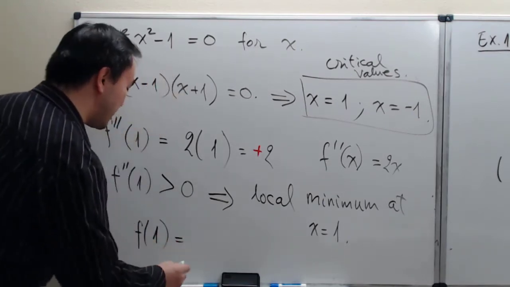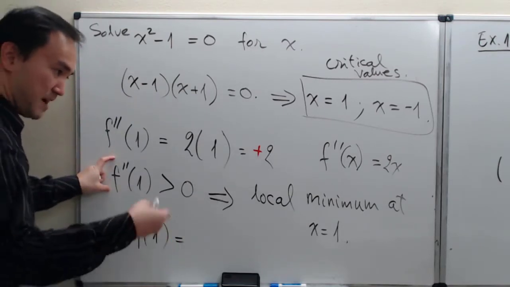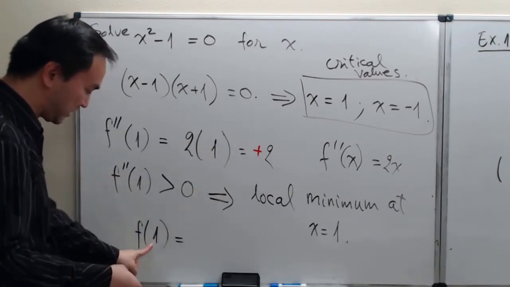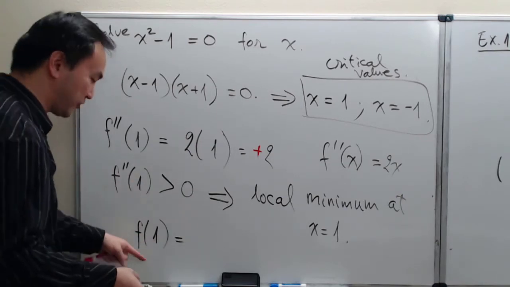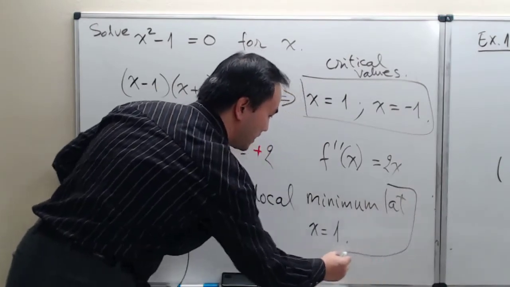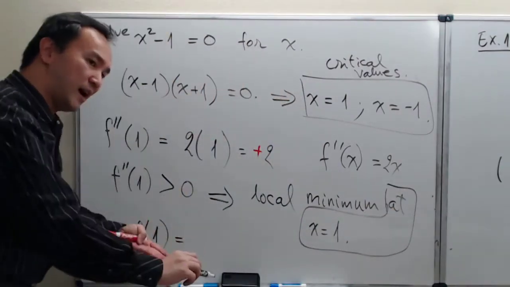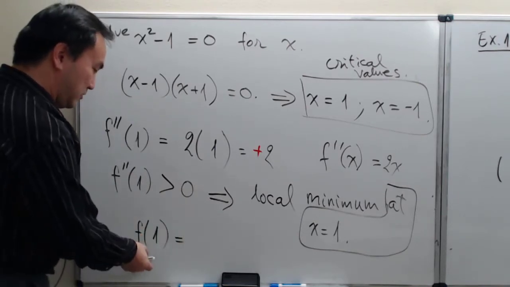And we're going to calculate, and that gives me, so this is only for testing to decide if it's a maximum or a minimum. But now we're going to substitute the critical value back into the function to find the actual value, because we only find out where it happens. So it happens at x equals 1. But we didn't answer how high or how low it was. So now I'm going to substitute that in.